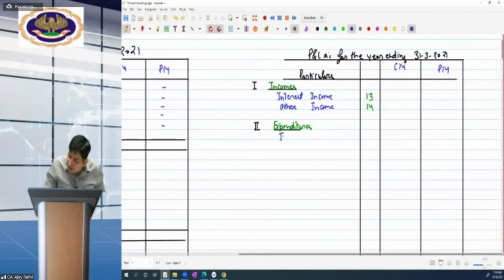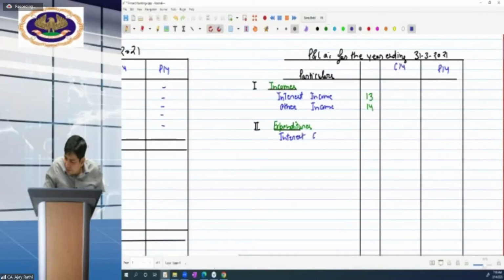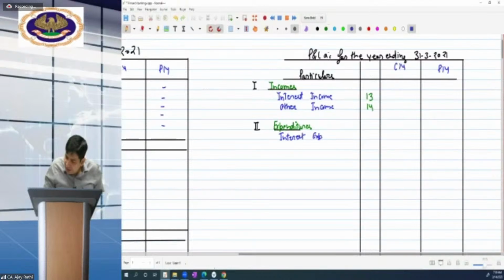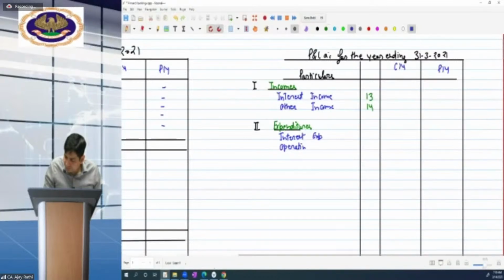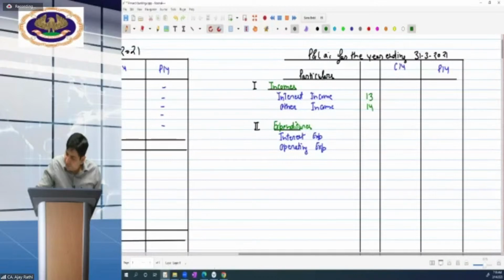Where will you put it? And correspondingly, the expenditures are there: interest expense, and then operating expenses. Schedules 15 and 16. After that, there are provisions, but there is no number. There is no numbering for provisions.